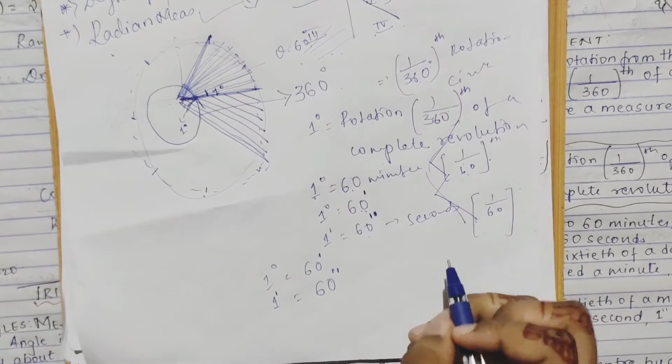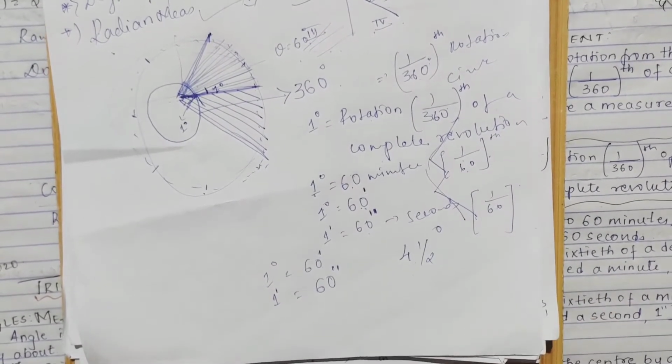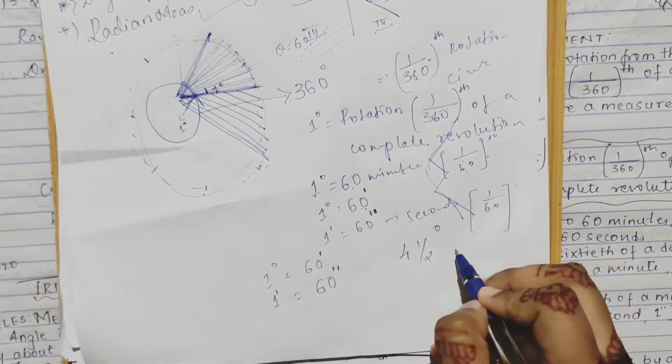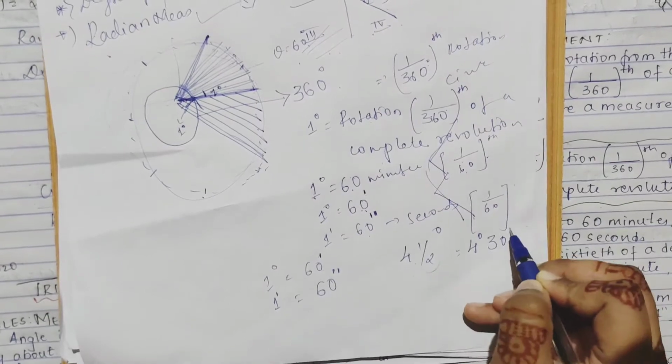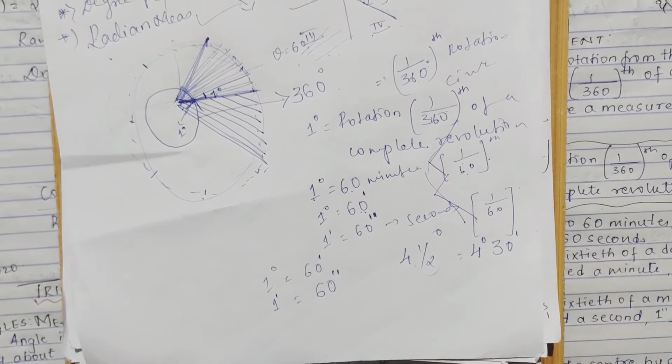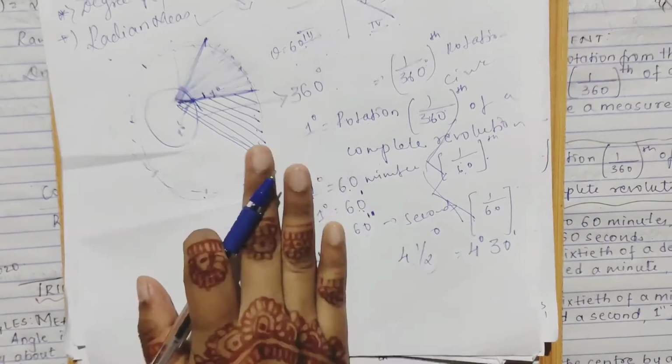Now suppose they tell you 4.5 degrees, how will you write it? You can write this as 4 degrees, and this half you can take as 30 minutes. Like this you can convert it. That is called degree measurement.